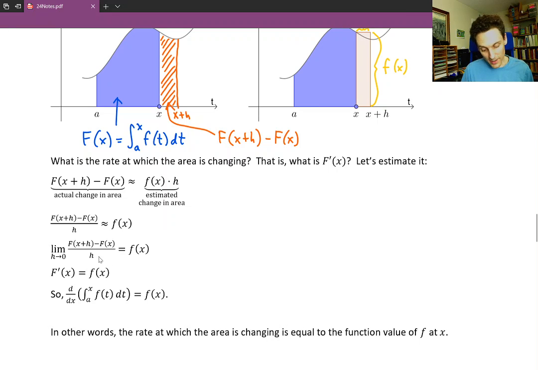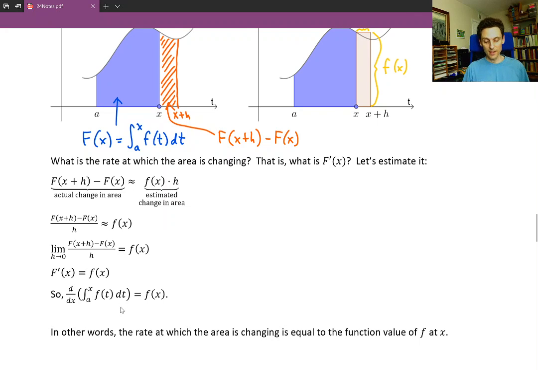So on the left side, what we've got is the definition of the derivative of a function. In this case, the derivative of big F. So this is by definition the derivative of big F of x. So we're saying that big F prime of x is equal to little f of x. But big F itself was defined to be this area function right here. It's this integral from a to x of little f of t dt. So we could replace the big F of x with the integral, and out would pop fundamental theorem of calculus part 1.